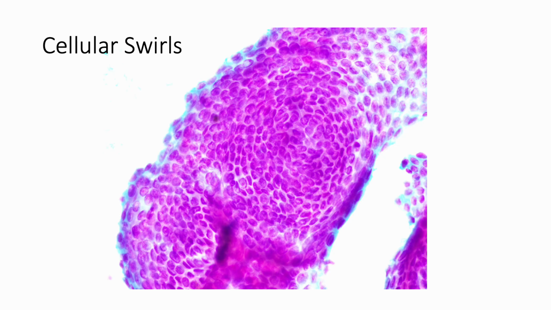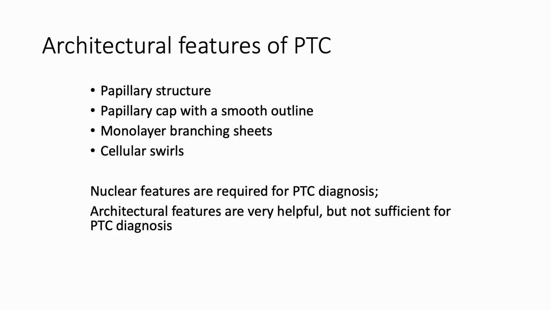Morphologically, they look like circular whorls of overcrowded follicular cells, kind of like a swirl of tangled nuclei. You can usually spot them at low magnification, and they're a very helpful clue when present. So to summarize the architectural features of PTC. Papillary structures, with or without fibrovascular cores. Papillary caps. Monolayer branching sheets.